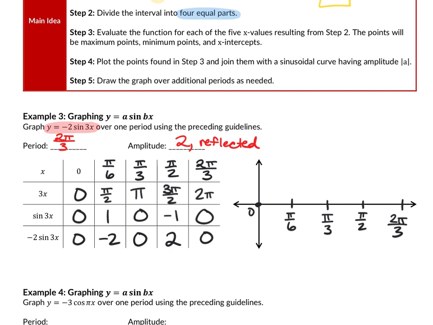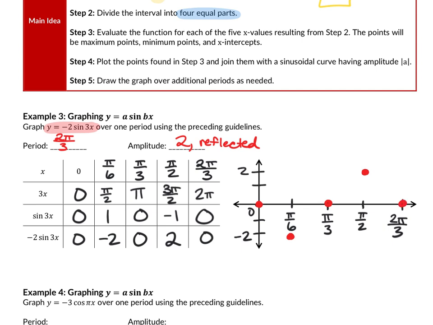So we plot these points. I need to go up a value of 2 since I know that this goes up to an amplitude of 2, and I need to go down to an amplitude of -2. So at 0, I say 0. I got my point. Let me make that red. At pi over 6, it says to go to -2. At pi over 3, it says to go to 0. At pi over 2, it says to go to 2. And at 2 pi over 3, it says back at 0.